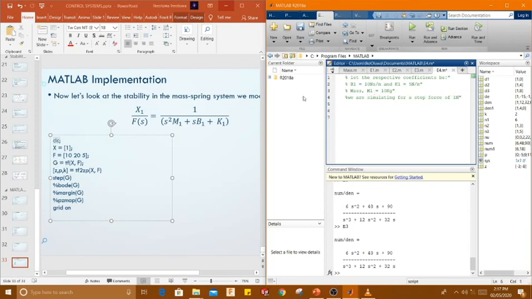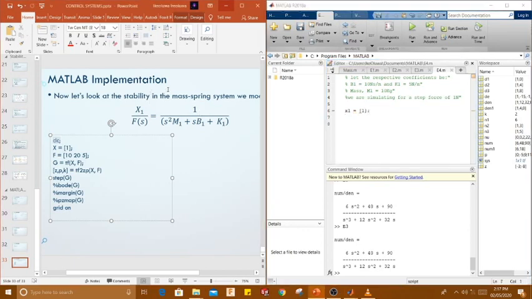Now, first of all, let's not forget, we define a numerator. Let's say the numerator is x1. So an array, since what we have here is 1. Let's just make it 1. Let me make it clearer.